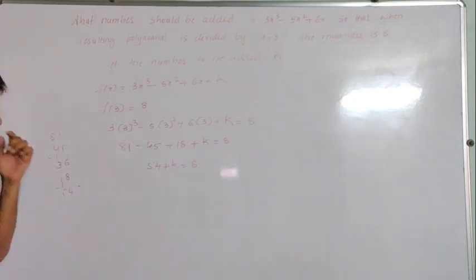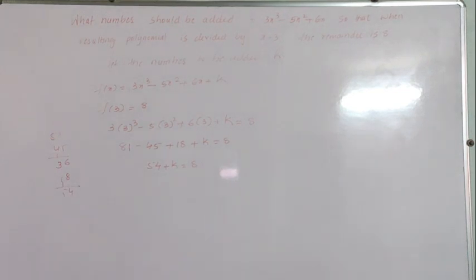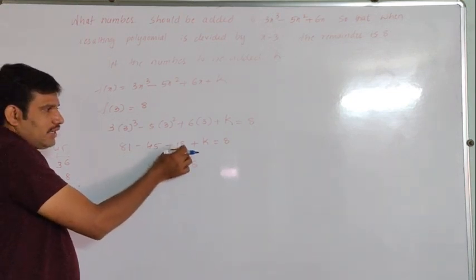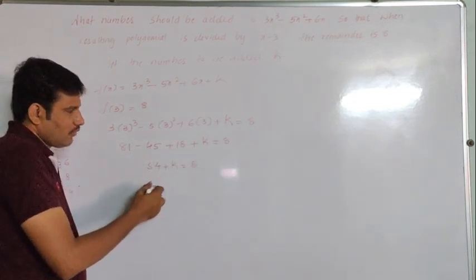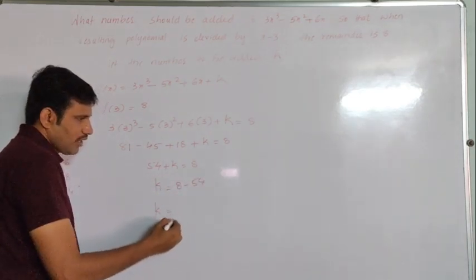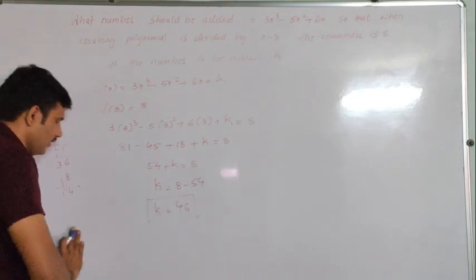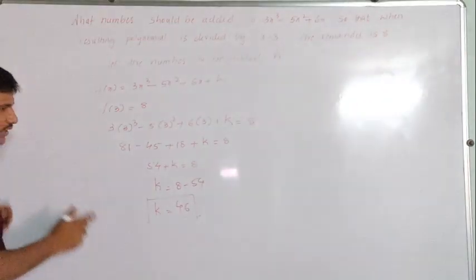81 minus 45 is how much? 36, right. So 36 plus 18 is 54. 54 plus k equal to 8. Then what is k? 8 minus 54. Then what is the value of k? Minus 46. The value of k, the number to be added, is minus 46.